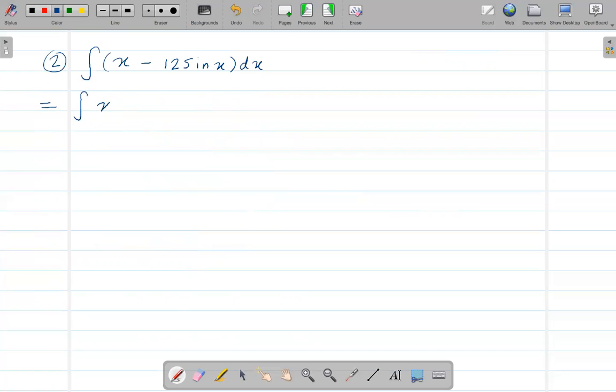So integration of x dx minus integration of 12 sine x dx. Now the integration of x is x square over 2: x to the power 1 plus 1 is x square, right? Over 1 plus 1 is 2. Minus, well, this is a constant. You can just bring that out. Just take the integration of sine.